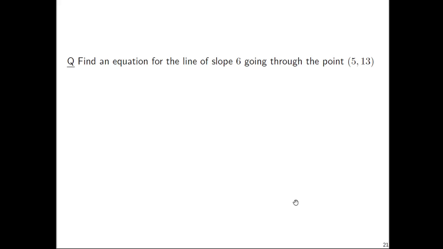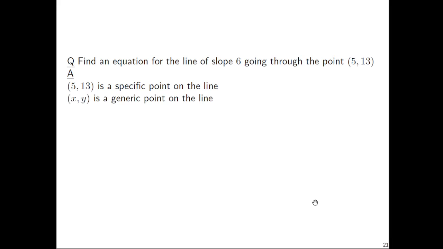Okay, I'd like to find an equation for the line of slope 6 going through the point (5, 13). So (5, 13) is a specific point that's on the line. We were given this point, but there are actually many points on the line. So just any old point, any generic point on the line, we're just going to call (x, y).